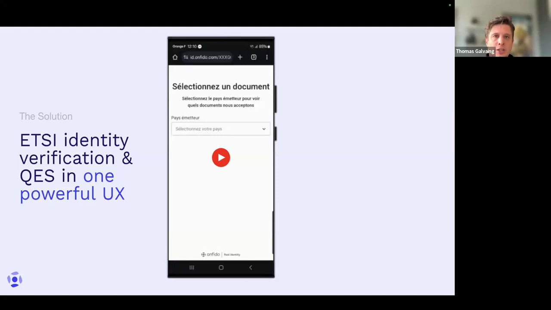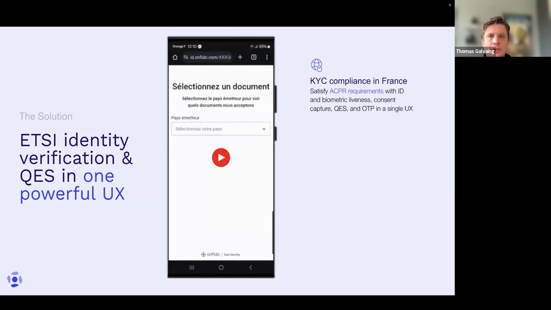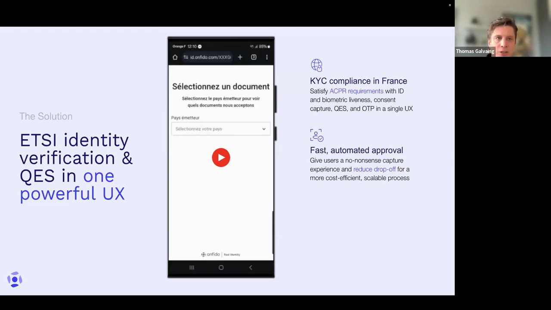What are the key advantages of Onfido's QES solution? At first, it is an all-in-one compliance solution that satisfies eIDAS requirements in France. Then, it's a fast and automated approval solution. Instead of splitting the flow into two separate moments, IDV and then signature, that breaks the user flow and creates high drop-off, we succeeded in building an all-in-one journey in a single flow for the user and manage all the processing in the background. This allows our customers to reduce their drop-off rate and increase their approval rate.